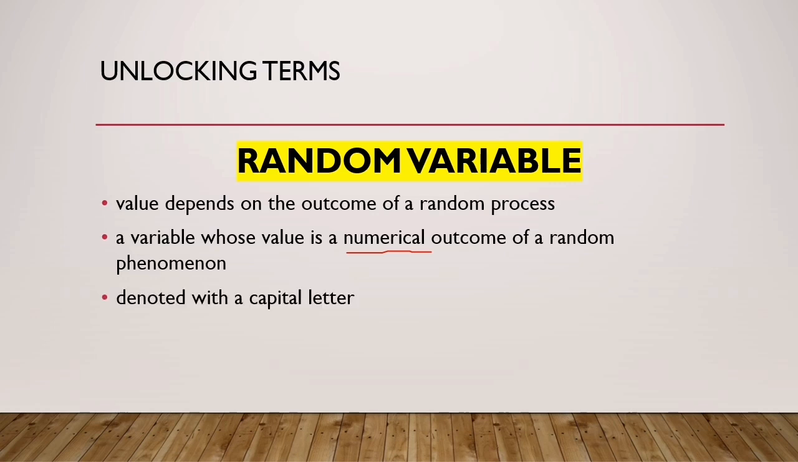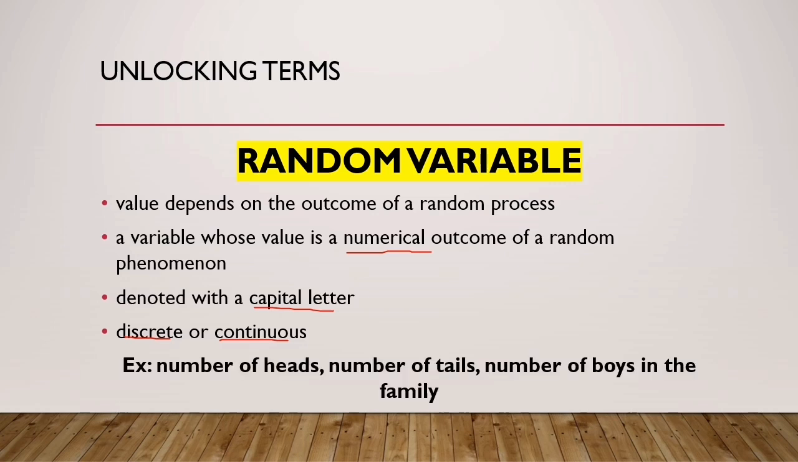It is denoted with a capital letter. You can use any letter from the alphabet. And it's either discrete or continuous. So you will know what is discrete and what is continuous later on. Example, we have number of heads, number of tails, number of boys in the family.